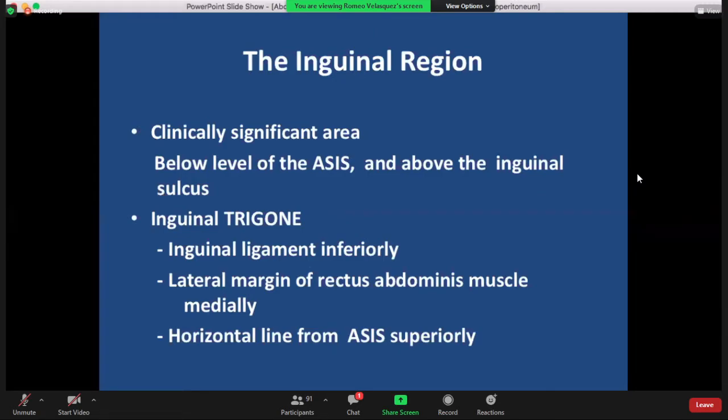Okay, inguinal trigone, with the inguinal ligament forming part of the boundaries of the trigone, meaning it's a triangular area. So try to imagine the inguinal ligament inferiorly, then the lateral margin of the rectus abdominis medially, and then a horizontal line from the axis superiorly. So that makes up a triangular area. Okay, I hope you're using your imagination, trying to make the drawing of the inguinal region.